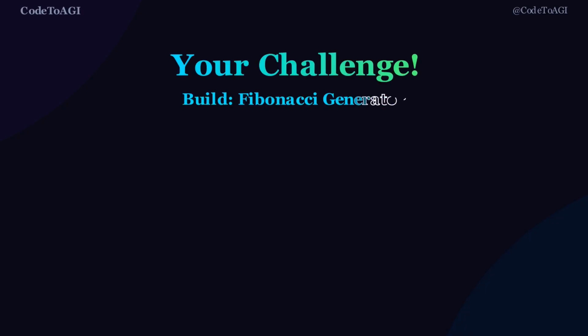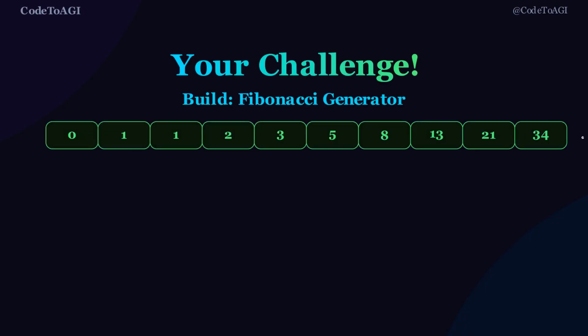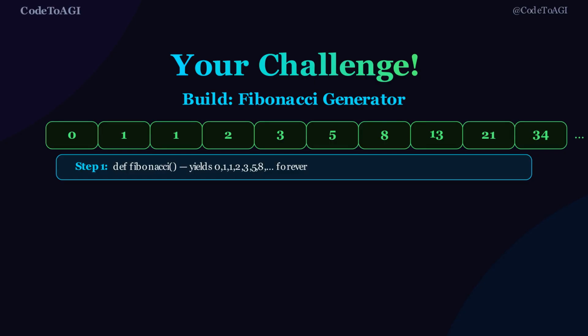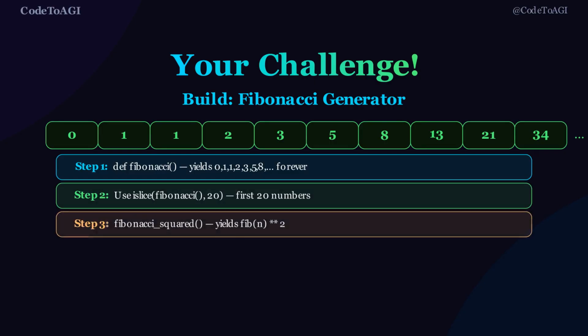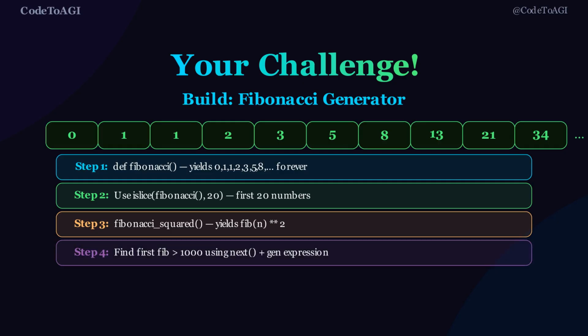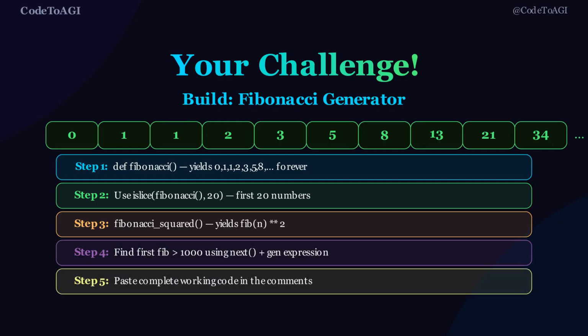Your challenge for today: build a Fibonacci generator. Step 1. Write a generator function called fibonacci. Step 2. It should yield the Fibonacci sequence forever. 0, 1, 1, 2, 3, 5, 8, 13, going on infinitely. Step 3. Use islice to get the first 20 Fibonacci numbers.